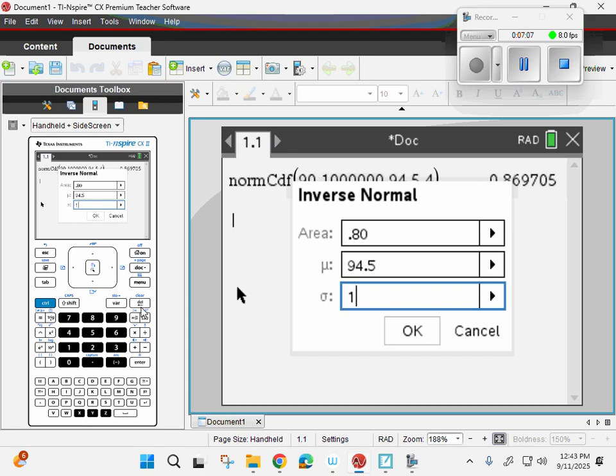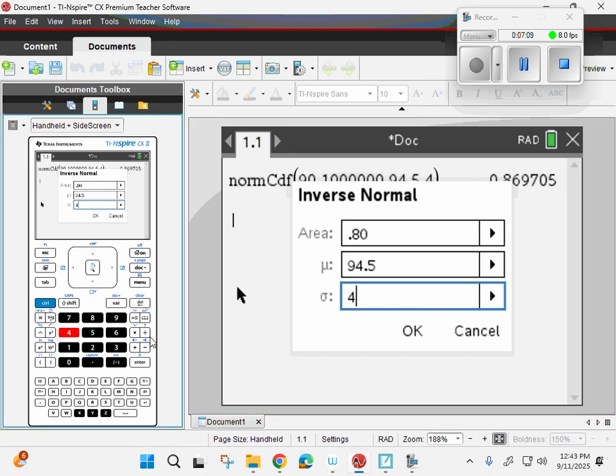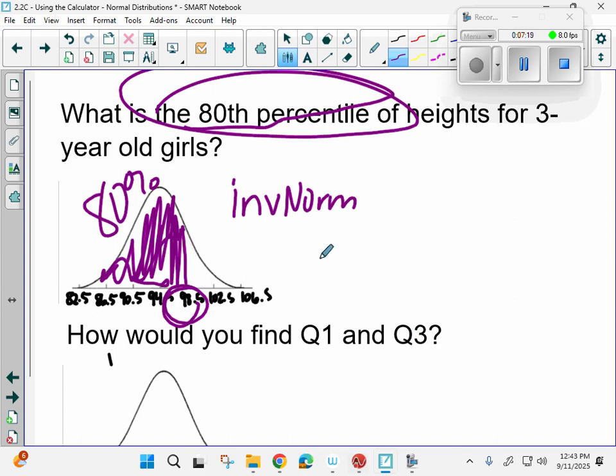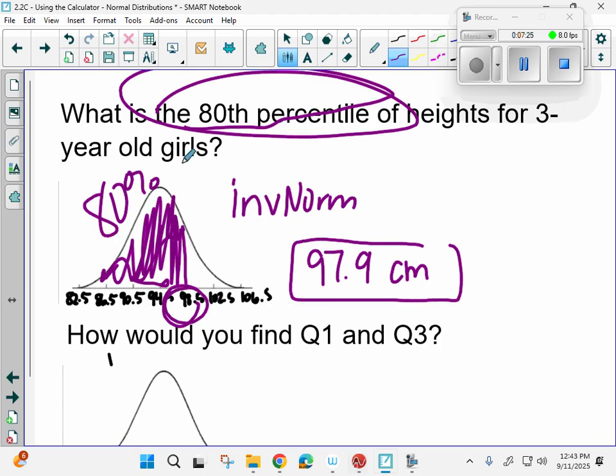This will tell me the value at the 80th percentile, which is 97.9. All right, and this would be in centimeters. So again, I'm finding the value down here. This is the height of this kid who is at the 80th percentile. Yes. Yes, we do have to do this.